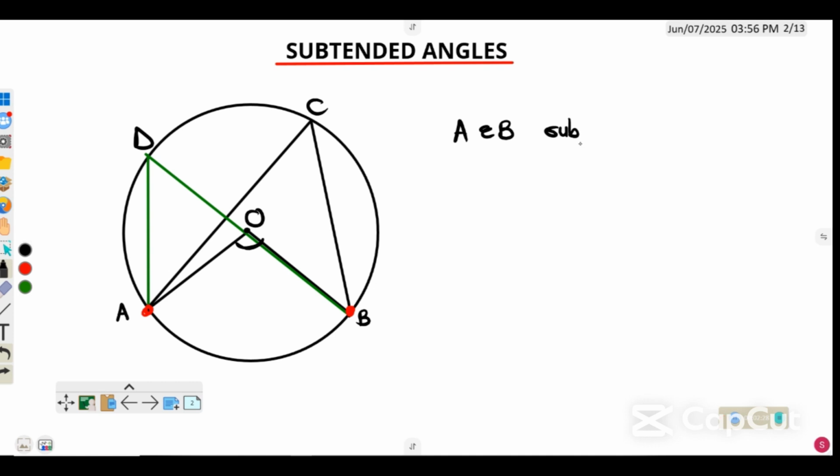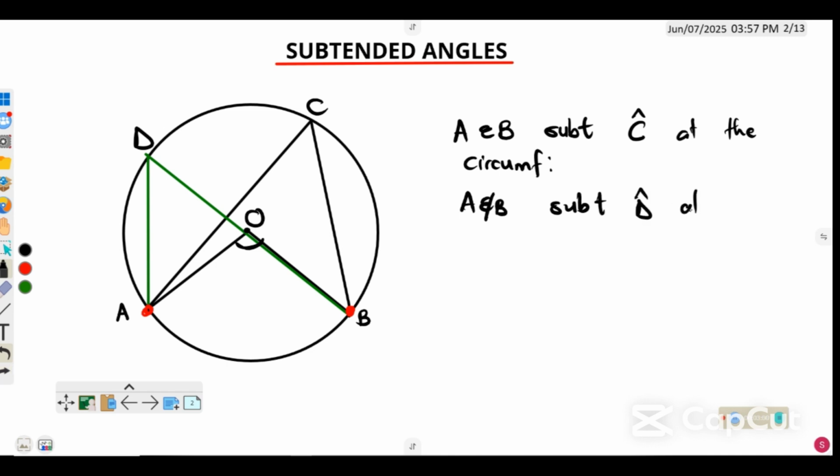Wherever they meet, that's what we call a subtended angle. So A and B subtend what? They subtend angle C, where? At the circumference, because it's lying on the outer part of the circle, like that. And also A and B are going to subtend another angle. Which one? When you do the tracing again, you will see that the arc AB meets exactly where? At D, which is at the circumference. I'm not good at drawing, so it goes like that. Right, they meet right there. So A and B subtend angle D, where? At the circumference again.